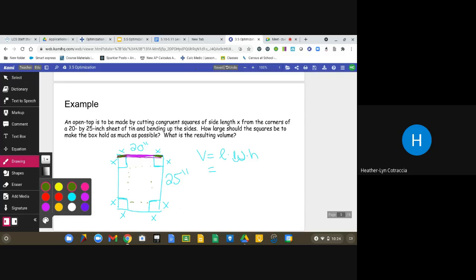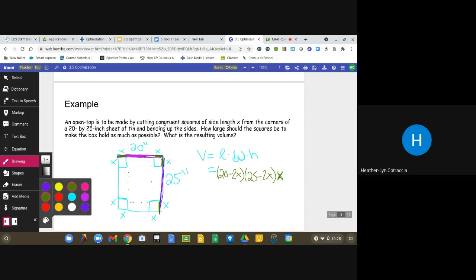So the length would be 20 minus 2x. Okay, now the width is the same thing. So the whole thing here is 25 inches, but again, I'm going to cut out these squares. So that means that my width is going to be 25 minus 2x. And then lastly, the height. Well, when you fold everything up, the height will be just x.